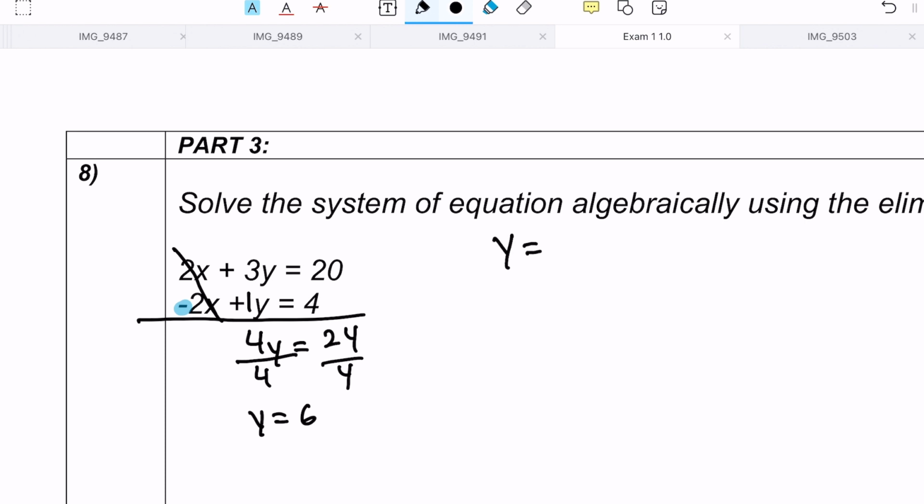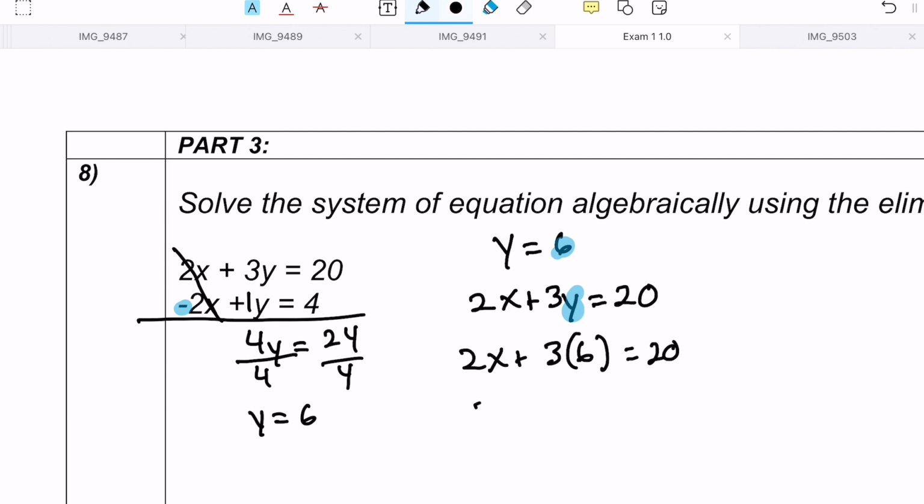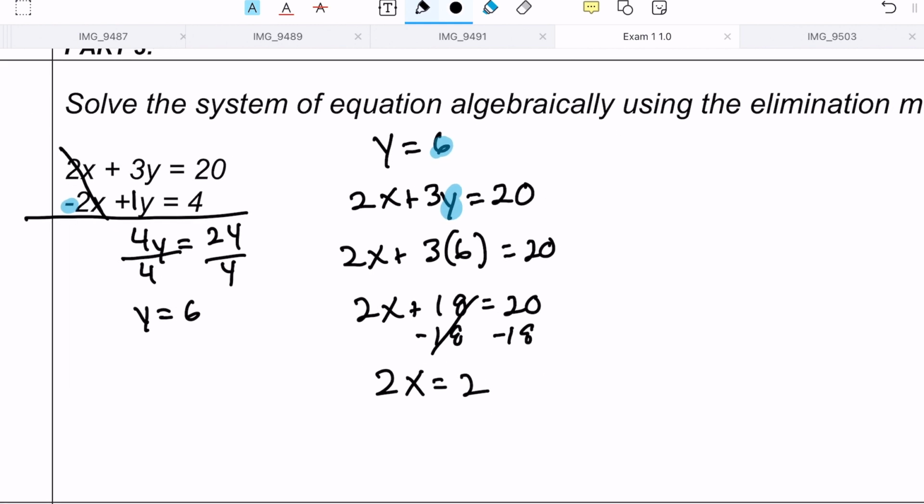So then we're going to plug that in. We're going to do a substitution for 2x plus 3y equals 20. So we're going to substitute y for 6. It's going to be 2x plus 3 times 6 equals 20. 2x plus 18 equals 20. Subtract 18, so 2x equals 2. So we divide by 2, we get x equals 1.